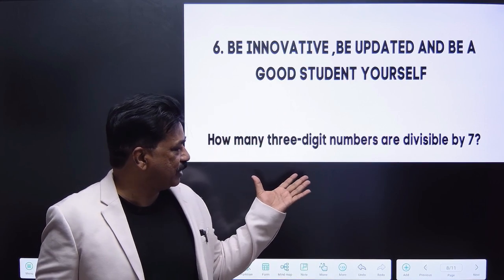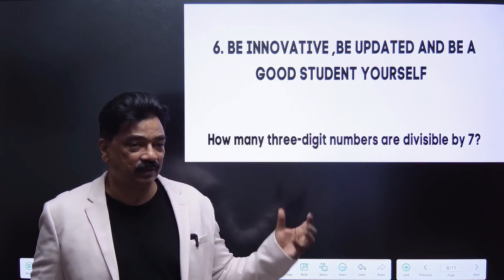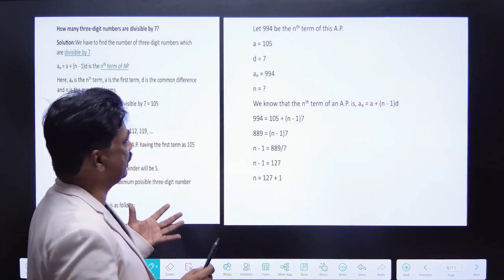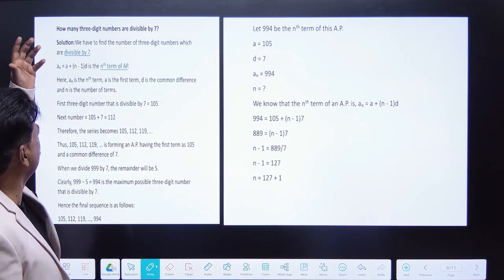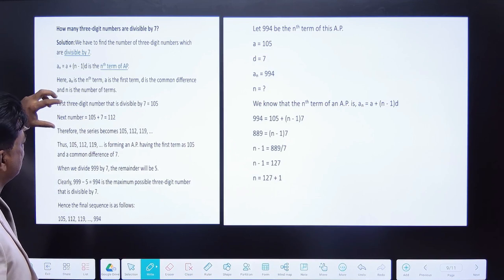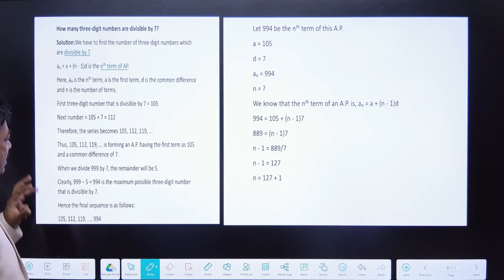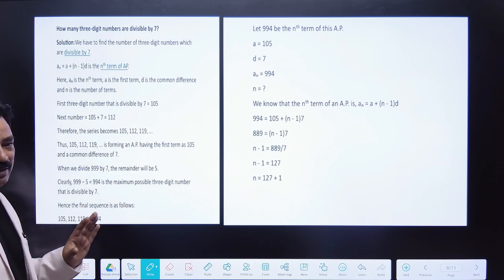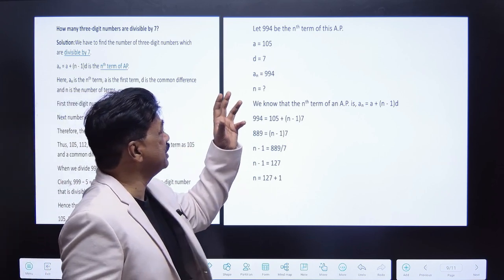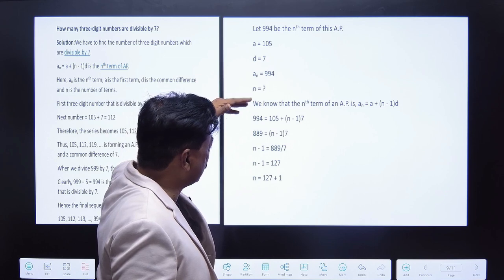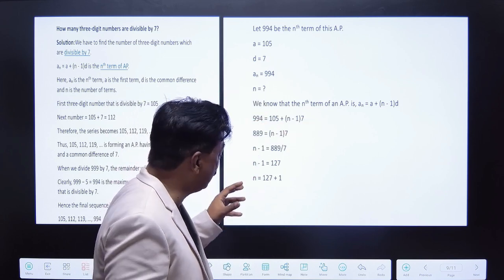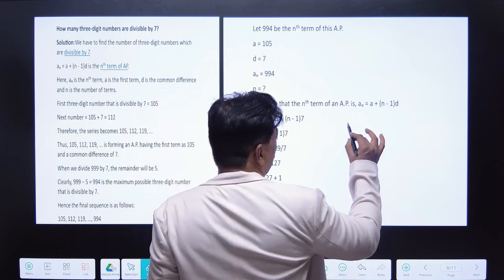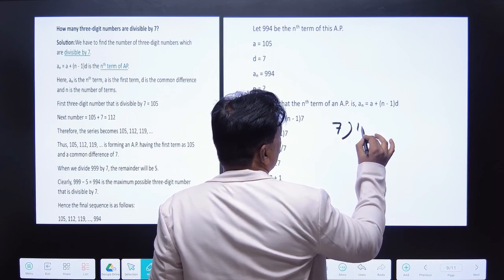Children have been asked how many 3 digit numbers are there, and at times in certain places they start with, okay, the first 3 digit number which is divisible by 7 is 105, and then the next number, and then we form an AP, and then we get the last number 994 divisible by this, and then we place it in the nth term is equal to a plus (n minus 1) into d. We get the value of n, that is 128.